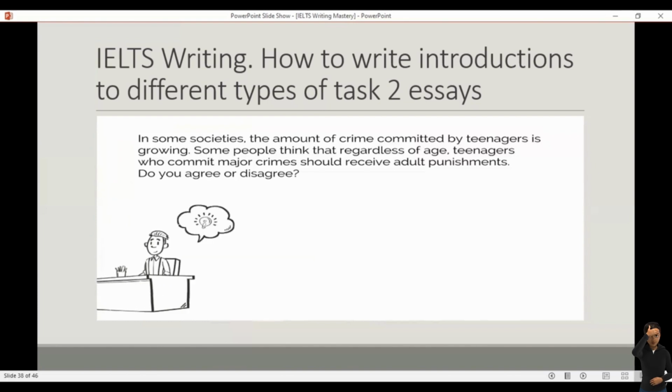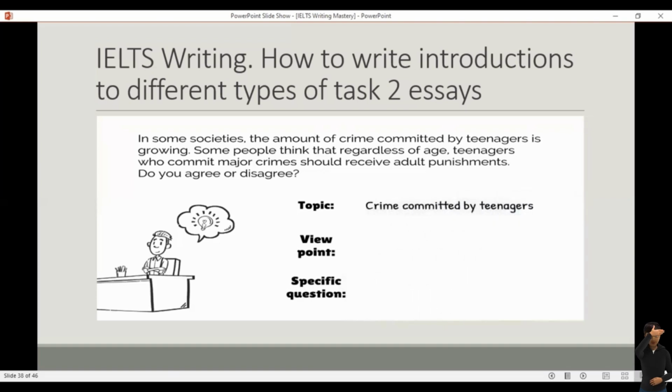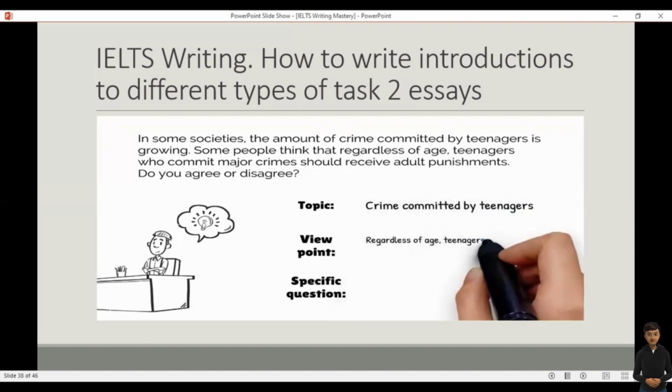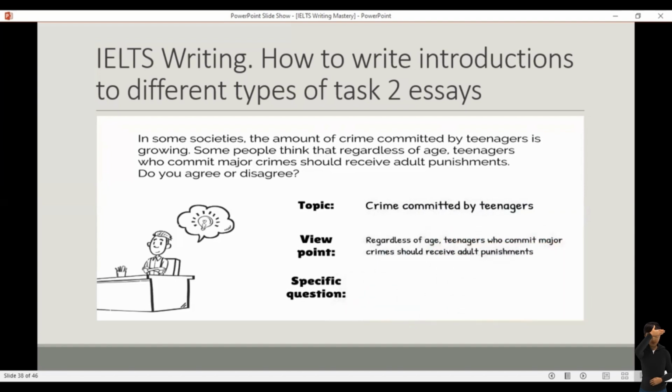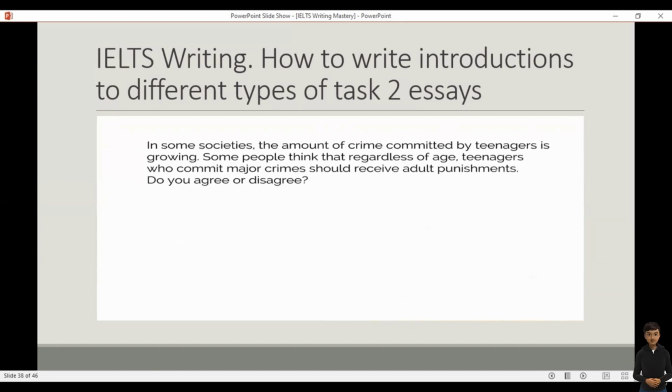Before writing the introduction, try to understand the question clearly. And remember that every essay question consists of a topic, viewpoint, and a specific question or questions. With the given essay question, the topic is crime committed by teenagers. The viewpoint is regardless of age, teenagers who commit major crimes should receive adult punishments. Specific question is, do you agree or disagree? So after analyzing the question, we could write the introduction the following way.